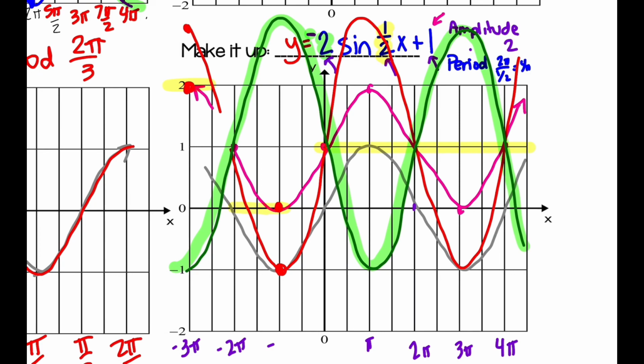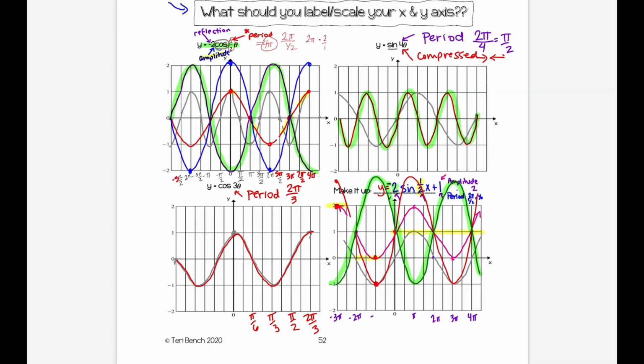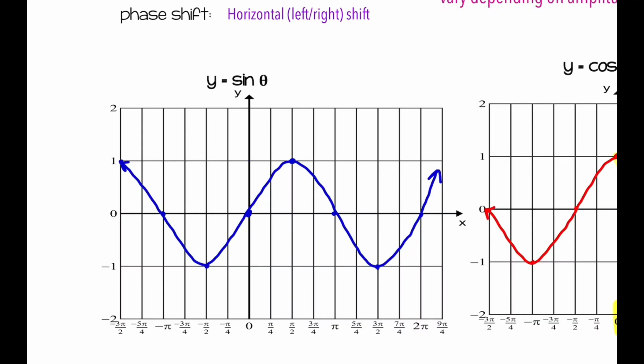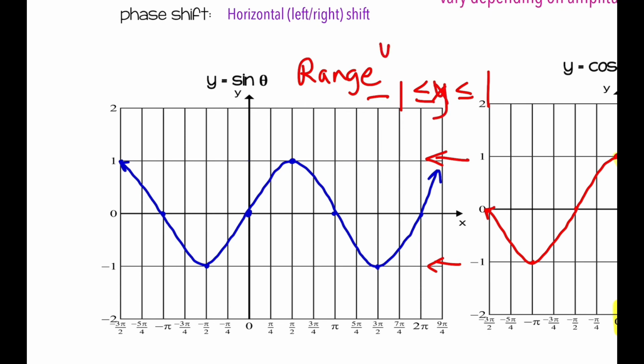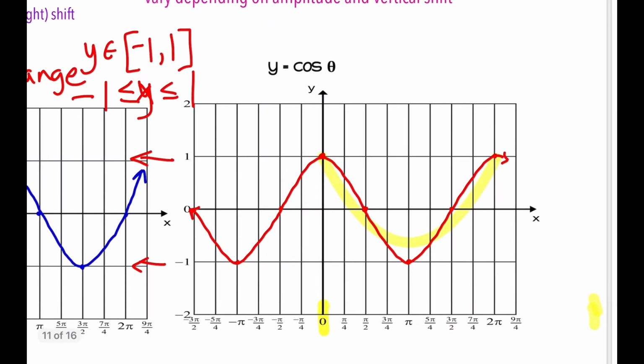I'm going to go back and talk about range. So let's go back to the beginning. Now when I talk about my range, that's my high point to my low point. So here I would say that my range would be from -1 to 1. Or you could say y is an element of from -1 to +1. That's the high point and low point.